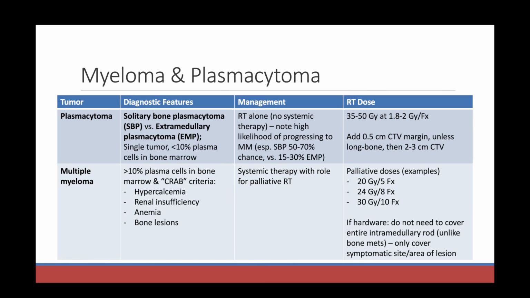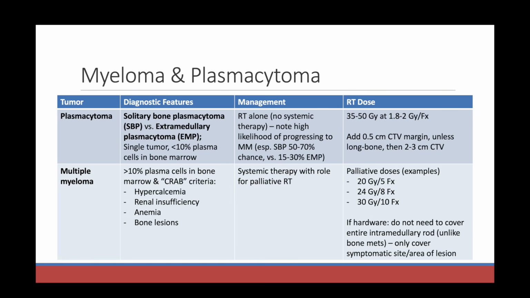Plasmacytoma is like a precursor to multiple myeloma, but you only have one tumor, and you don't have more than 10% of plasma cells in the bone marrow. It's less than 10% plasma cells. So plasmacytoma is divided into a solitary bone plasmacytoma versus an extramedullary plasmacytoma.